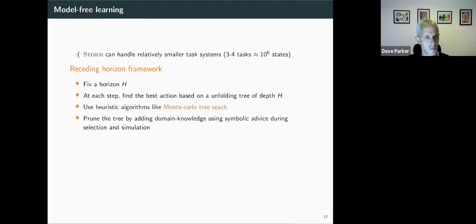Here we fix a horizon h and we try to find the best action in the unfolding tree of the MDP of depth h. In particular, we use the Monte Carlo tree search or MCTS algorithm. It builds the search tree incrementally by selecting and adding a new node to the tree in every iteration and getting an estimation of how good that node is by simulation. During the selection and simulation phases, we use advice that prunes parts of the MDP on the fly in order to ensure that only safe schedulers are explored.